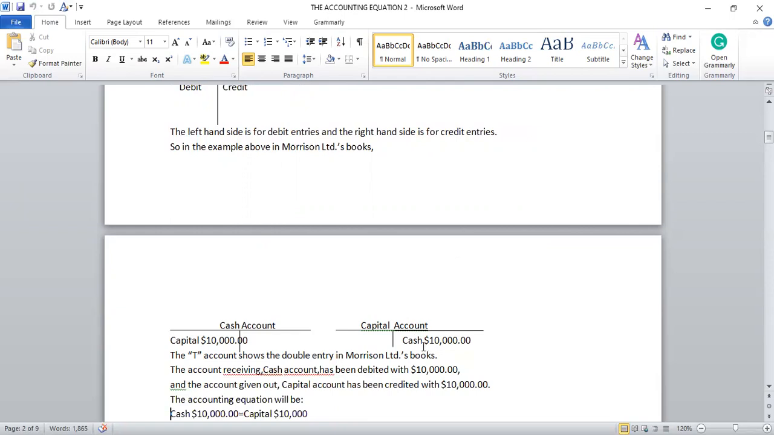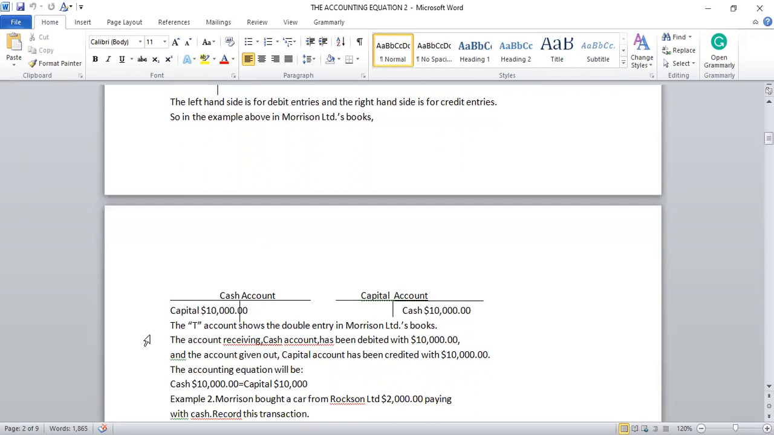The cash implies that the corresponding entry can be found in the cash account. The T account, let me explain. The T account shows the double entry in Morrison Limited's books. The account receiving, that is the cash account, has been debited with $10,000, and the account giving out cash, the capital account, has been credited with $10,000. Then the accounting equation will be cash $10,000 is equal to capital $10,000.